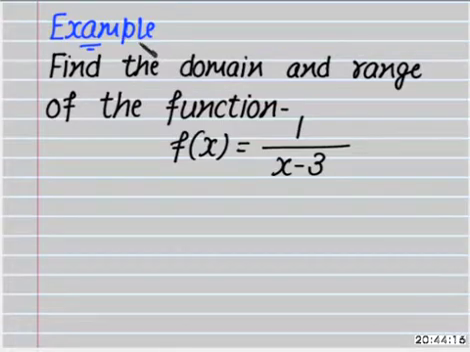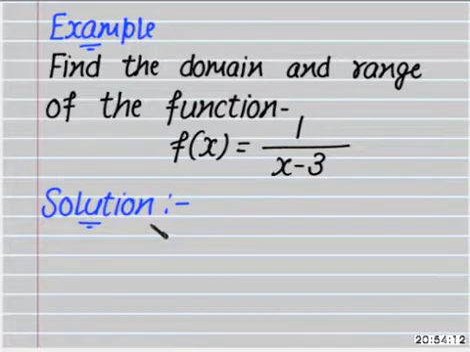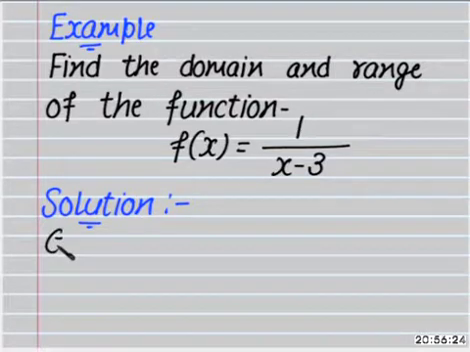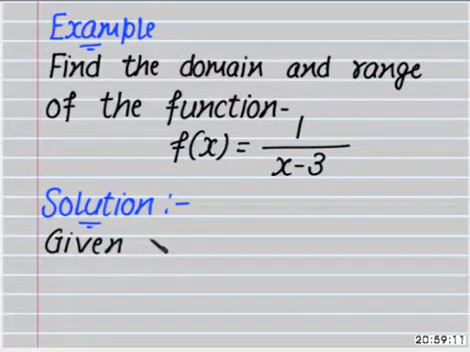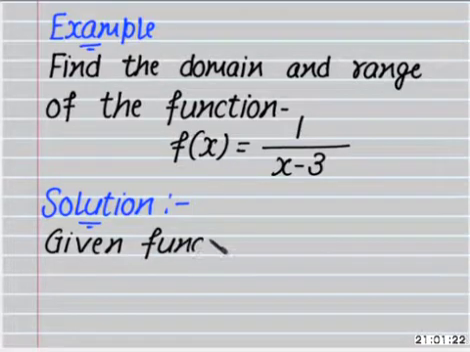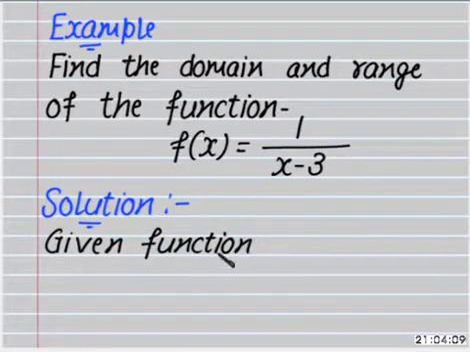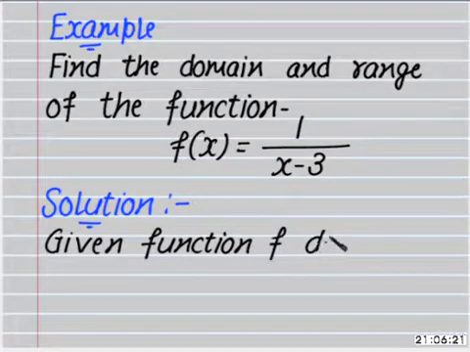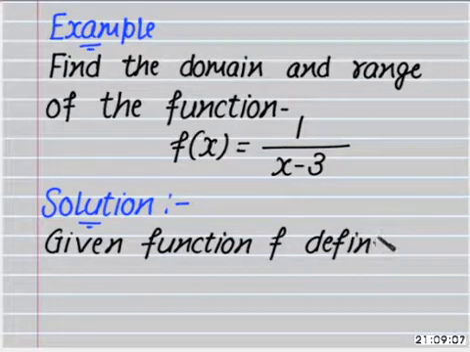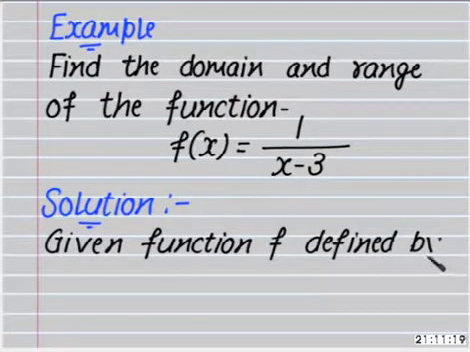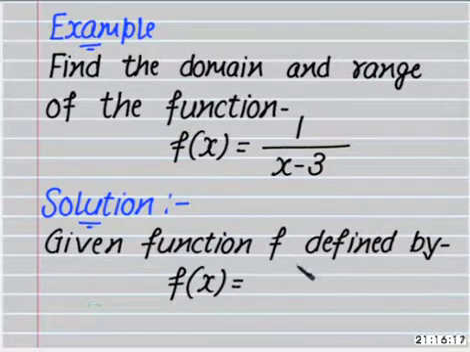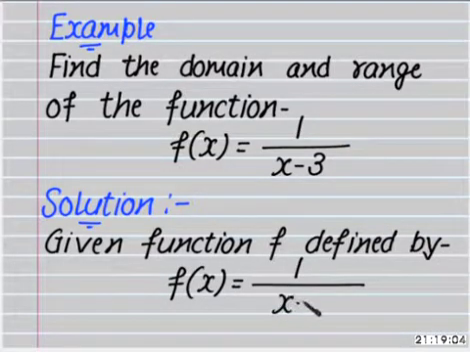Now let's see another example. Find the domain and range of the function defined by f of x equal to 1 by x minus 3. Now its solution. The given function f defined by f of x is equal to 1 upon x minus 3.